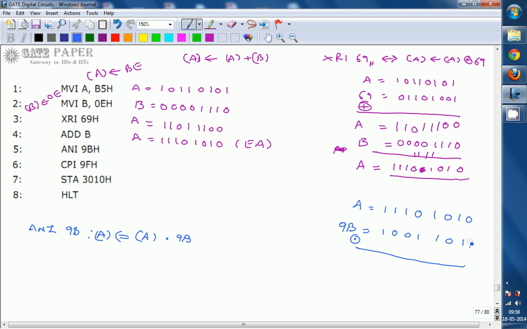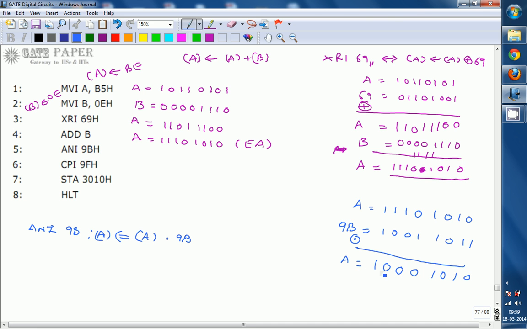AND is nothing but logical multiplication. Whenever both the inputs are at logic 1, then only the output is 1 for an AND operation. Only for that combination you will get logic 1. So 1 into 1 is 1, 0 into 0 is 0, 1 into 1 is 1, 0 into 0 is 0, 1 into 1 is 1, 0 into 1 is 0, 1 into 0 is 0, 1 into 0 is 0, and this is 1.